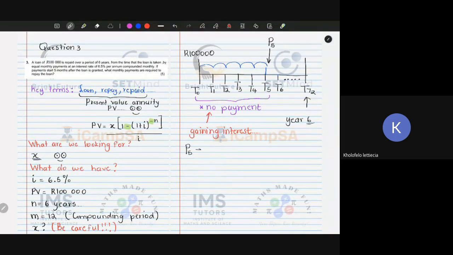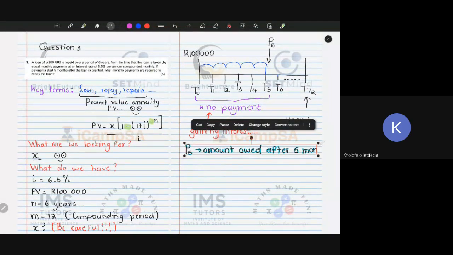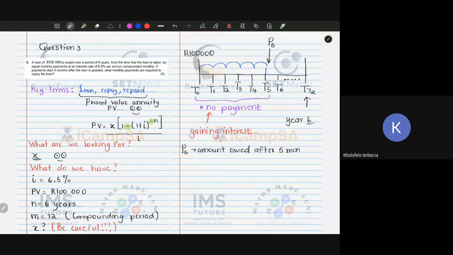So P5, that is the amount owed after 5 months. We're not making payment, so this amount is gaining interest. So when we start making payments, we will not be making payments trying to settle the 100,000. It will be more. But guess what? This now becomes, in fact, it shouldn't be P here, it should be A, guys. A5. This should be A5.